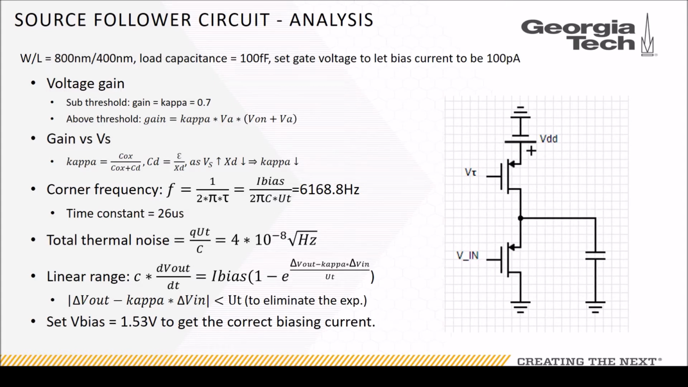You can see our gain varies with our source voltage. Basically, as VS goes up, our XD goes down, which causes our CD to go up, which makes our kappa go down. So we expect our gain to go down as VS goes up. You can see also in our linear range, we want to eliminate the exponential part, basically. So we want our numerator to be much smaller than our denominator. So those are some takeaways.